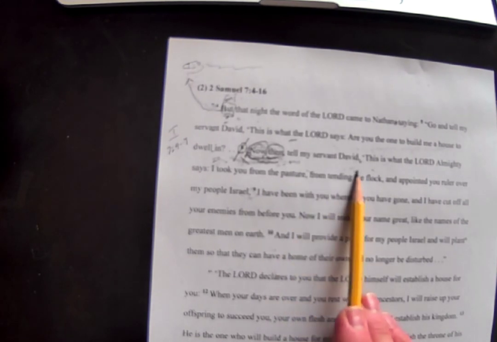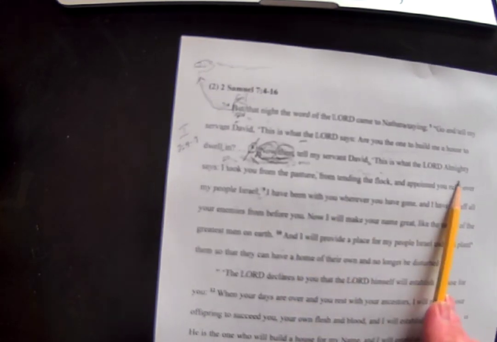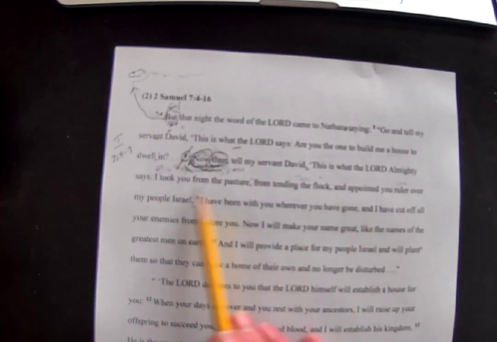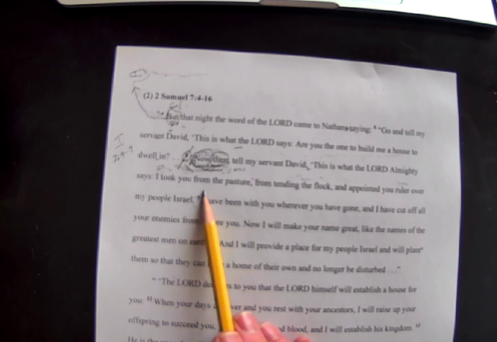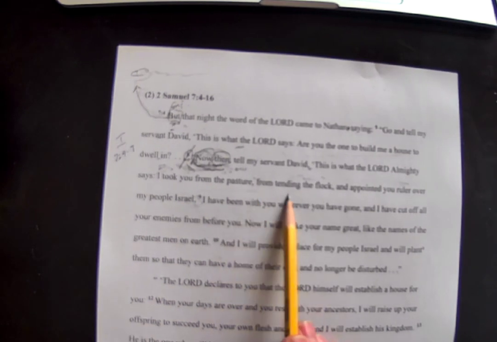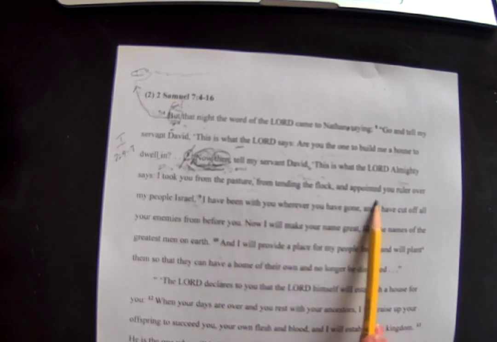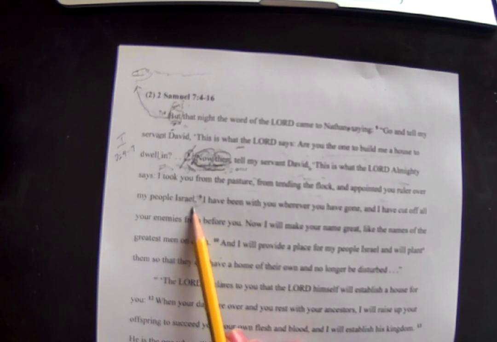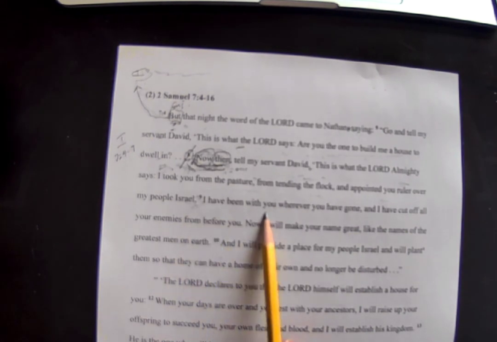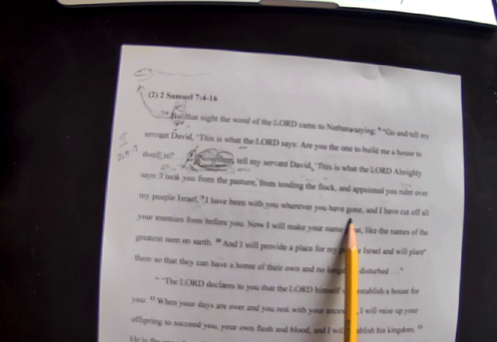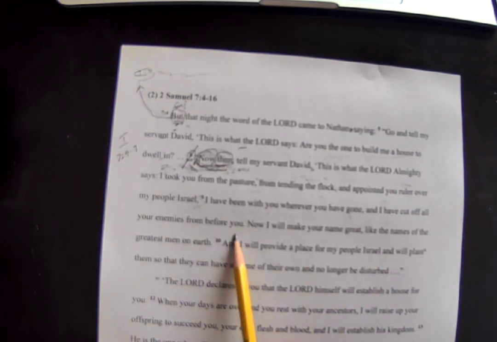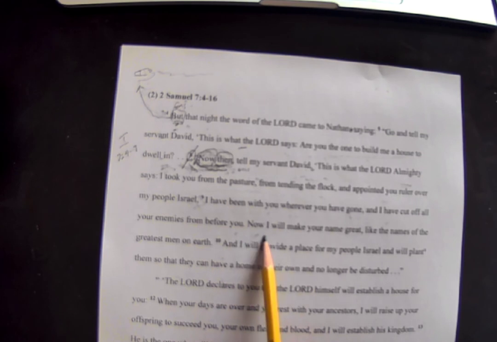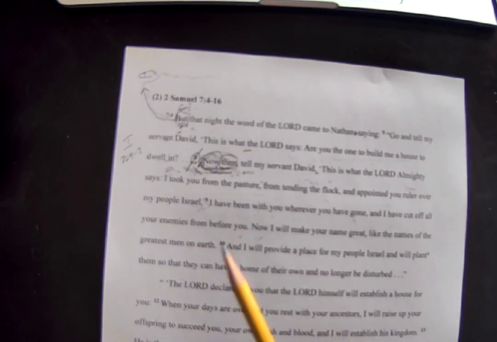Tell my servant David, this is what the Lord Almighty says. I took you from the pasture, from tending the flock, and appointed you ruler over my people Israel. I have been with you wherever you have gone, and I have cut off all your enemies from before you. Now I will make your name great.